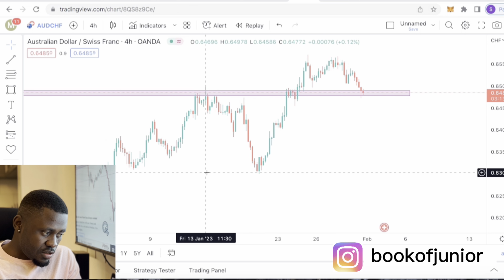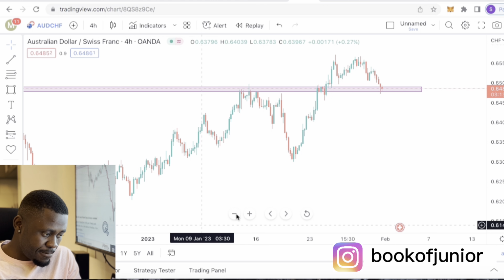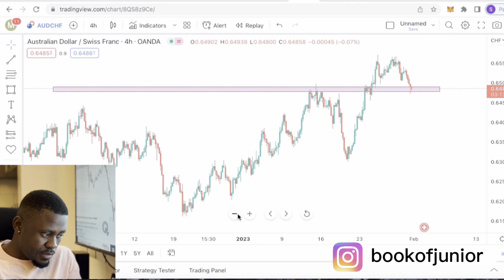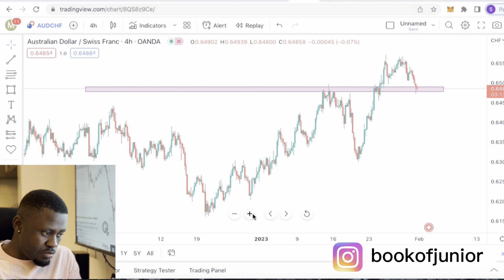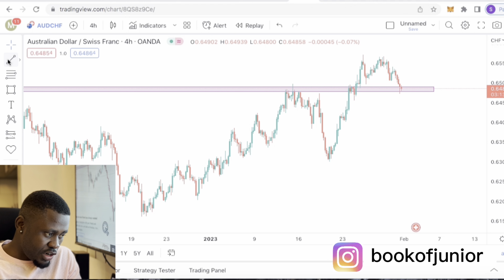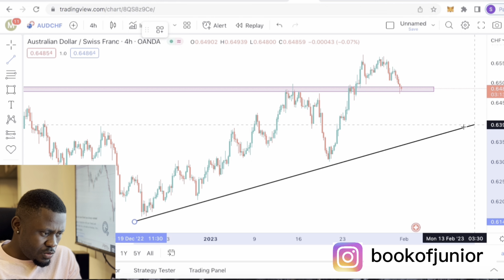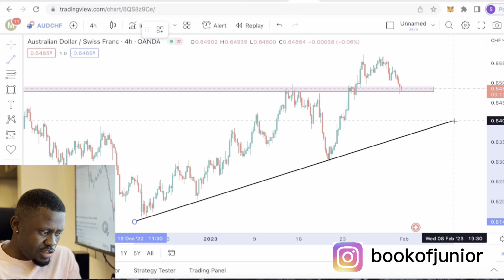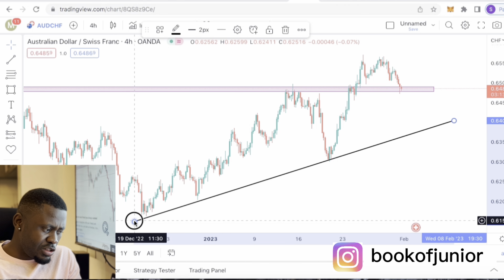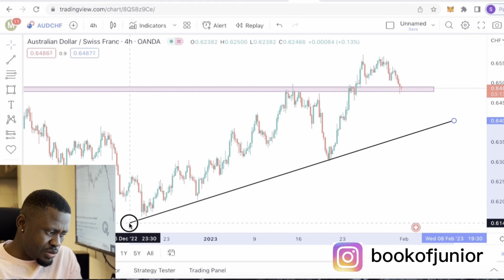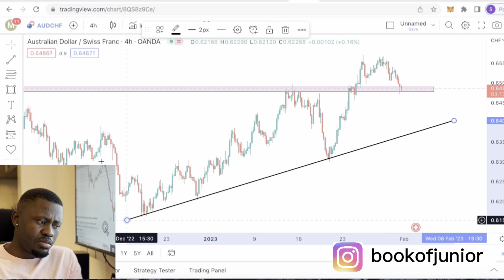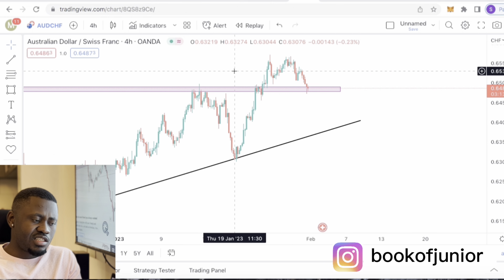So this is AUD CHF. This is how it looks. So we can apply even more analysis. We can apply a trend line right here. Why not? And then the more analysis you apply, the more picture you get of where the market is probably headed. So now this is what we have.